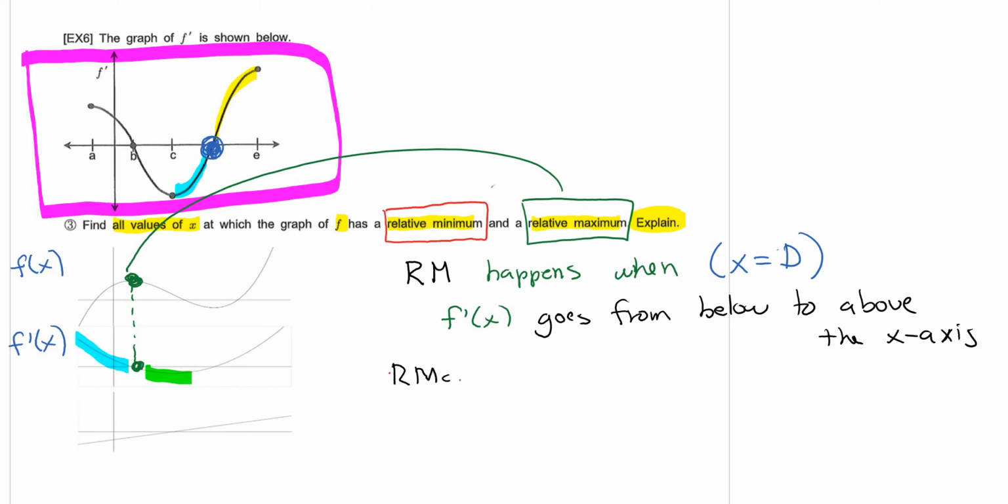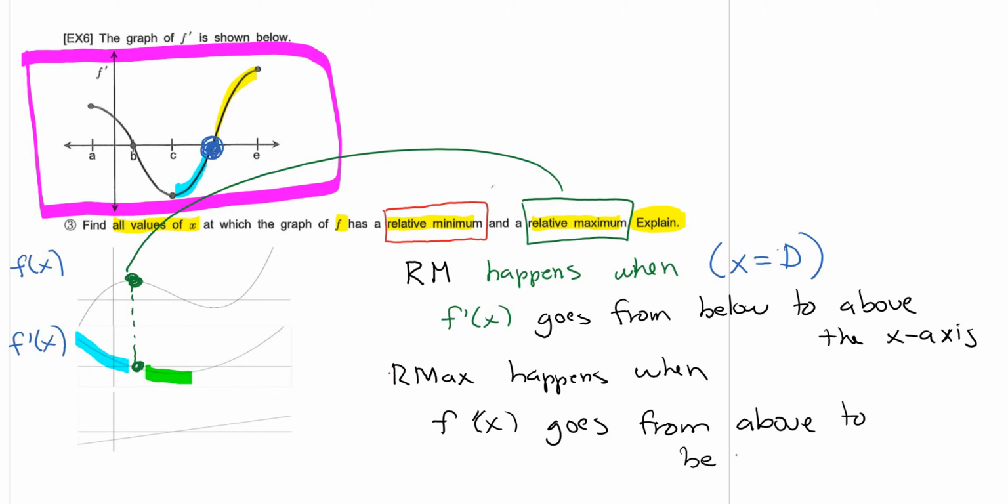A relative max happens when the derivative graph, f prime of x, and now it's just the opposite, goes from above to below the x-axis. And that's really easy to find on the problem graph here. Let me just erase all this now.